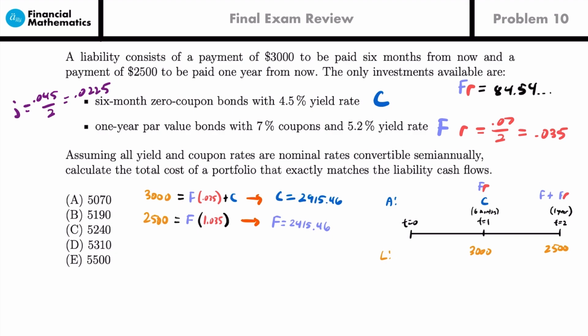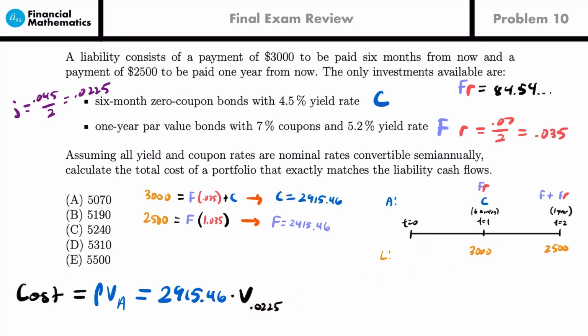Okay, so that's that yield rate. Let's set that part up. Remember that we were trying to calculate the cost, and in this case, we are doing that by taking the present value of the assets. Let's actually calculate it here. Our redemption value C of 2,915.46 will be brought back one period by multiplying by the present value factor using that yield rate of 0.0225. That will bring it back one period.